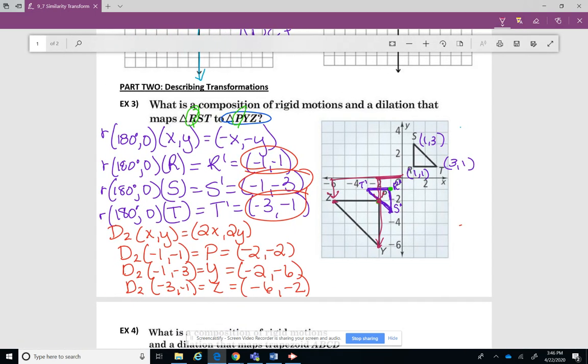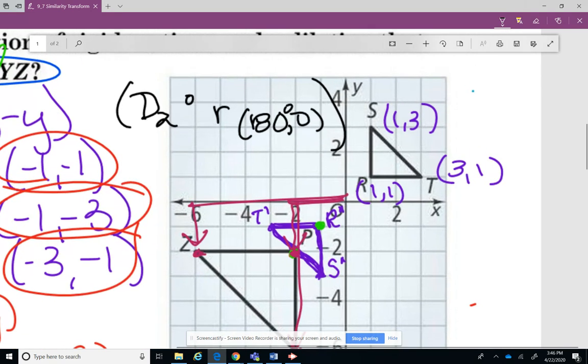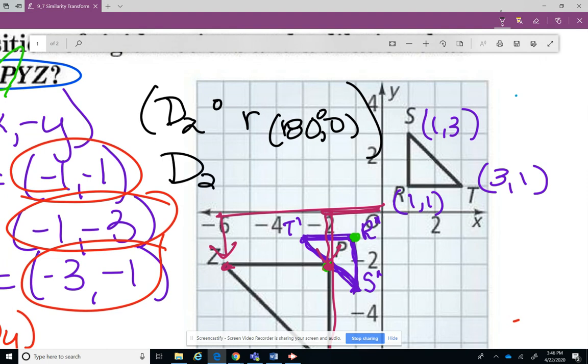All right, so what did we do? We described the transformation that happened. We had to figure it out. So if they said, okay, show me using just a statement what in the world you just did, this is what we did. We dilated by a scale factor of 2. And then we rotated by 180 degrees about the origin. So that right there, dilating by a factor of 2 and rotating 180 degrees about the origin, that's what we did.